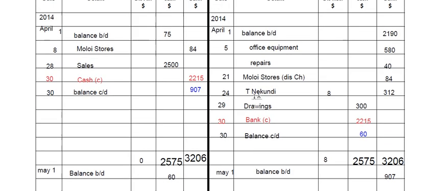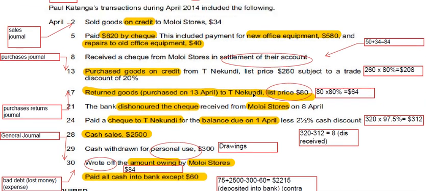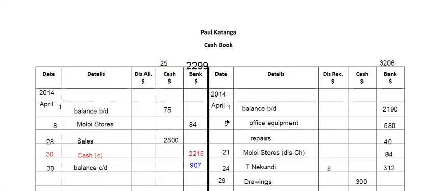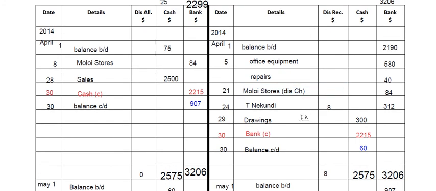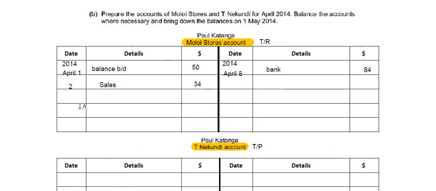So let's do the 21st. What happened on 21st? The check was dishonored, you know. Okay, so let's check it in the cash book. How we recorded it in the cash book? On the credit side. So in Mului's account we'll make a debit entry now. So on 21st we'll write bank here again, and in the bracket we'll say dishonored check, 84. So the check is dishonored.